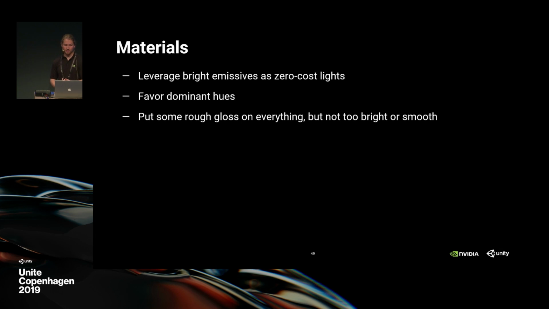So a little bit more on materials. We showed a little bit of this in the demo, using emissives to get zero-cost lights. I'll show you another result of that in a second. But you want to favor dominant hues when you're using this technique, because if you have too many different saturated colors, they can interfere in ways that create gray bounce lighting and cancel each other out. One of my favorite examples of this is if you have green bounce light that reflects off of a red wall, the result is black. You get no indirect bounce light coming from that at all.